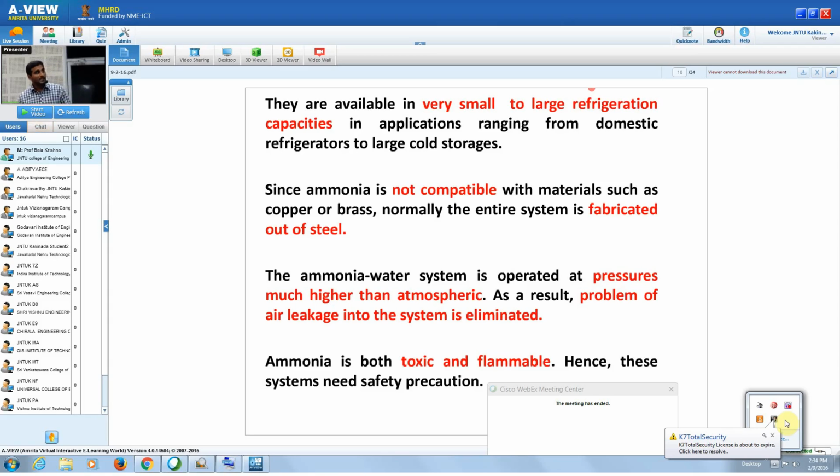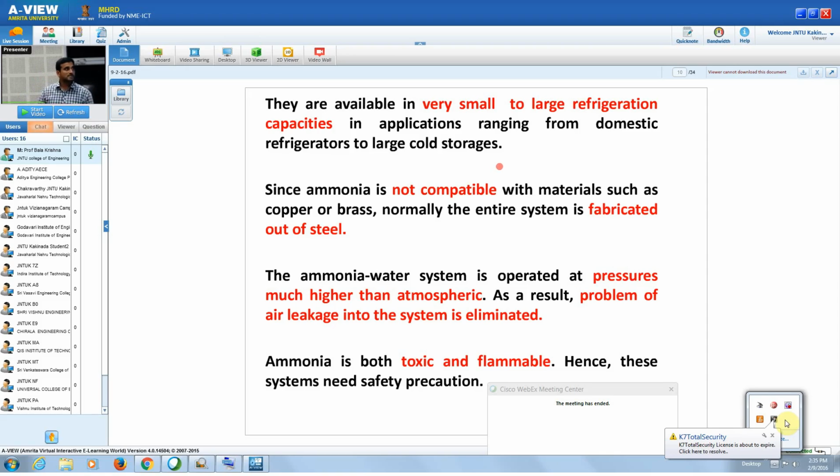And see here, they are available in very small to large capacities. They are designed for small capacity handling as well as large capacity handling. That is, it is used for domestic refrigeration as well as for industrial cold storage. And one more limitation is that ammonia is not compatible with brass and copper. That means it will react with brass and copper. Therefore, the entire system can't be designed with copper or brass, but it should be designed with steel. So this is one of the limitations.